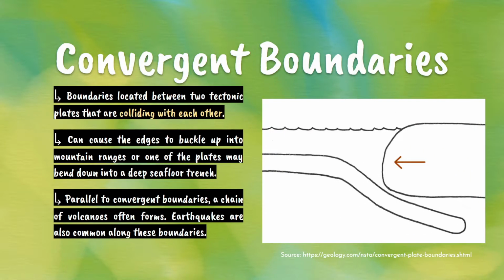Another type of plate boundary is called the convergent boundary. These are the boundaries located between two tectonic plates that are colliding with each other. Because of the impact that the collision of these plates makes, it can cause the edges of one or both plates to buckle up into mountain ranges, or one of the plates may bend down into a deep seafloor trench. Parallel to convergent boundaries, a chain of volcanoes often forms. Earthquakes are also common along these boundaries.